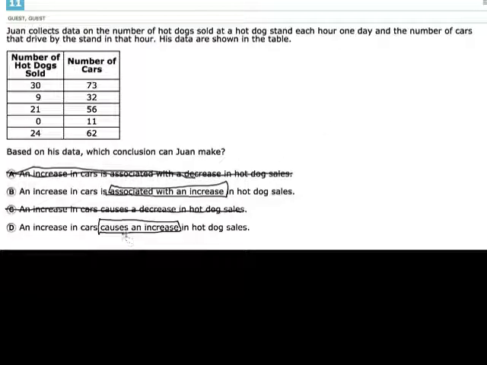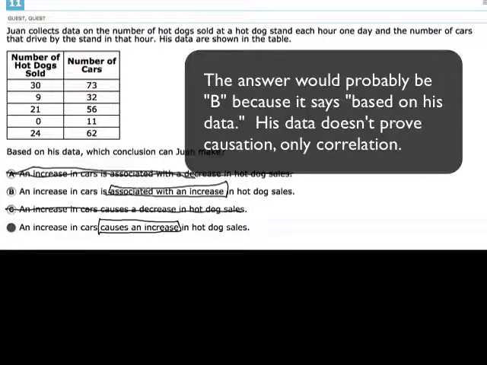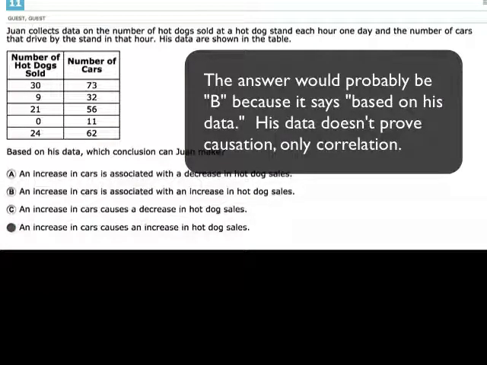Well, what does that mean? Let's think logically. Does the number of cars cause him to sell more hot dogs? I would say yes. It increases and causes the increase of hot dog sales. If it were like the number of cats that were counted in a store across town, then it wouldn't really matter. Then there might be an association, but one thing is for sure not causing the other thing to happen.